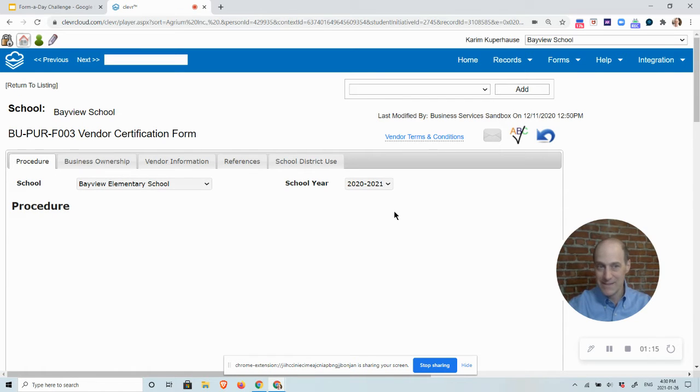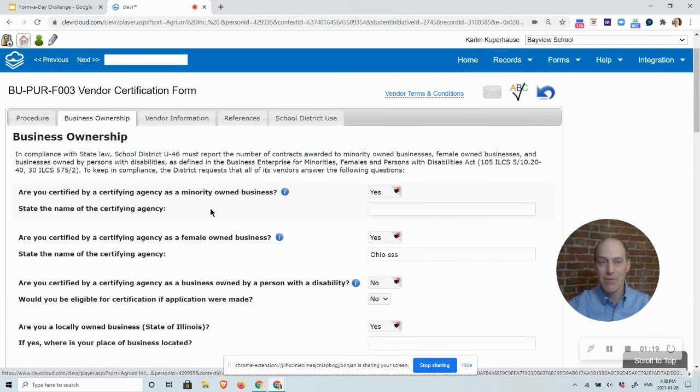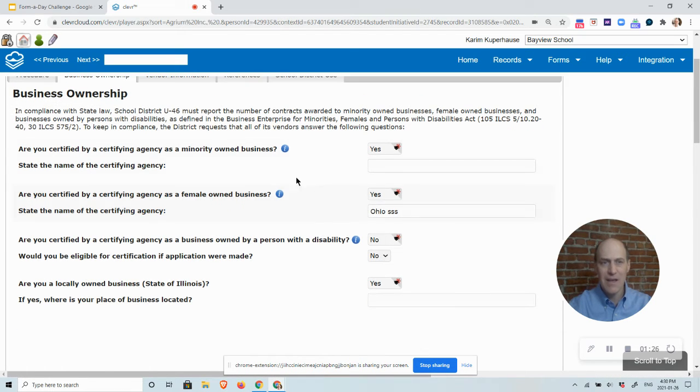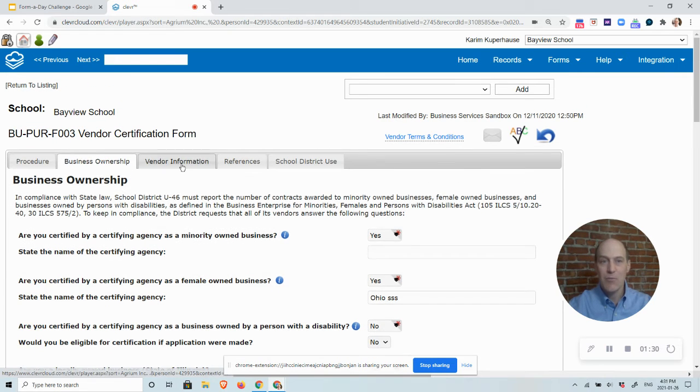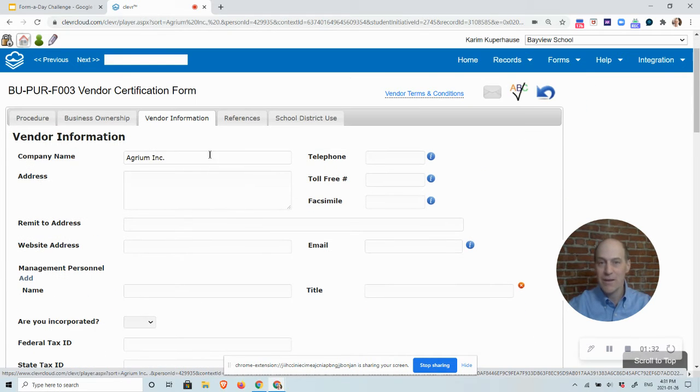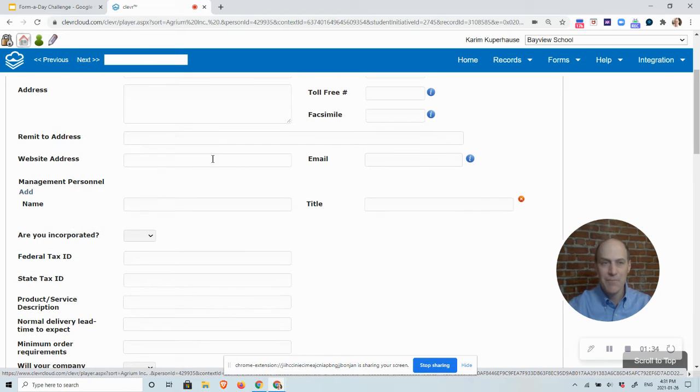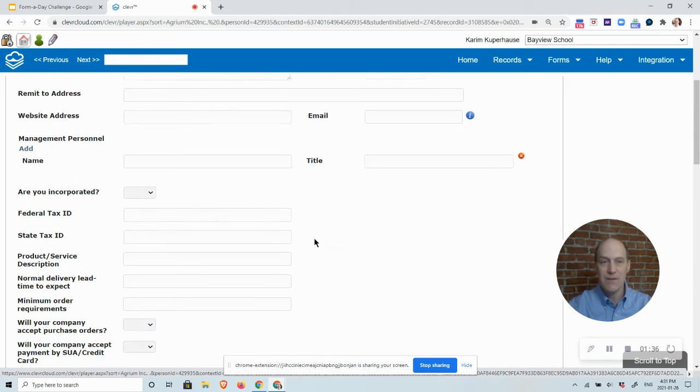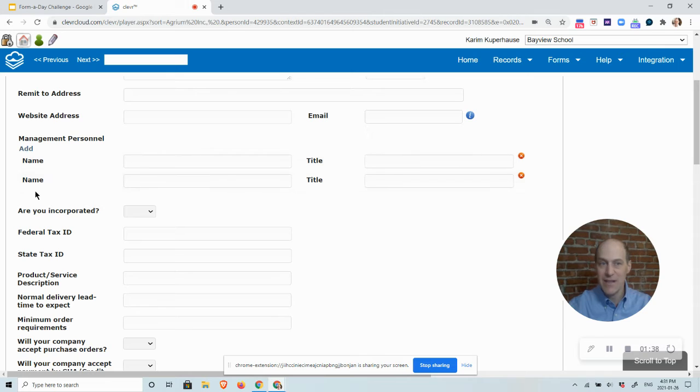form request. And so they would come in here and put in some information about their business ownership and answer these questions. As you can see, there's all required questions, and then go on and answer all the other ones, and then move over to the vendor information where they provide information about themselves, go through all of these different fields, add some fields if necessary, and so on and so forth.